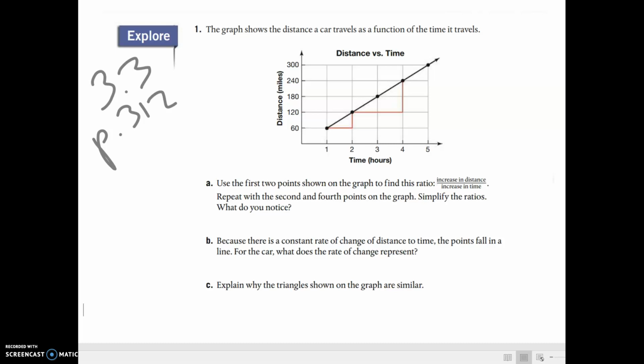Okay, so this is section 3.3, page 312. Go ahead and read problem number 1 and try to answer A, B, and C. Pause the computer right now, try it on your own, and then we'll go through it together.